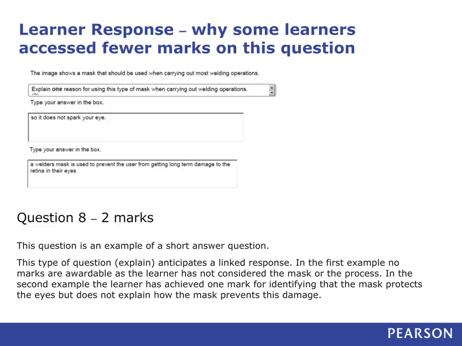Question 8. This question is an example of a short answer question. As previously noted, this type of question, explain, anticipates a linked response. Often, learners identified a feature of a welding mask or risks associated with the welding process, but did not link the two together appropriately. This led to many learners only achieving one of the 2 marks available.